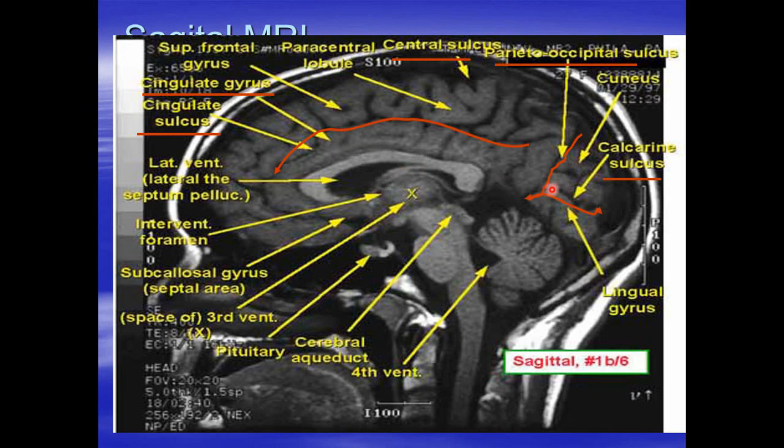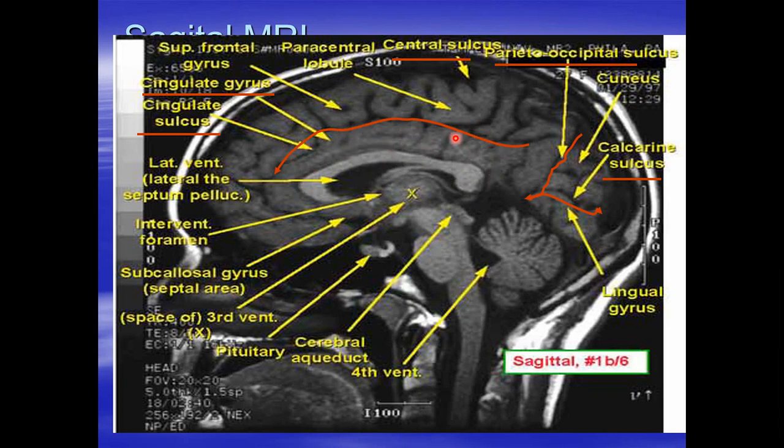There is another sulcus at the occipital lobes, the calcarine sulcus, that is separating it from the rest of the brain on the medial aspect of the cerebrum. Anyway, back to where we were talking about the corpus callosum. The anterior cerebral artery is passing on the superficial aspect of the corpus callosum, and this is the cingulate gyrus.